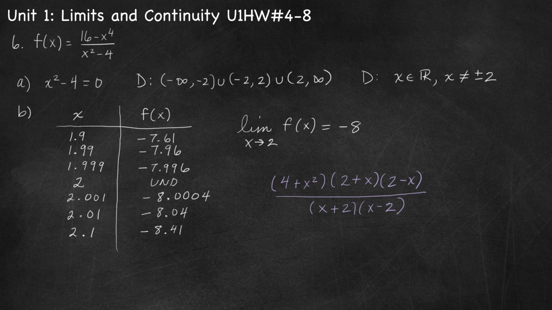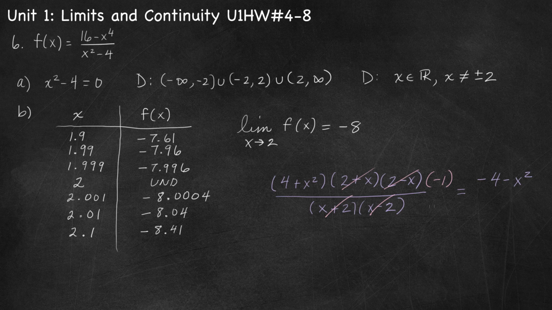And we have some common factors here that are going to cancel out. 2 plus x and x plus 2, that's a common factor. 2 minus x and x minus 2, those are opposites. If I factor out a negative 1 from 2 minus x, I get negative 1 times the quantity x minus 2. So these cancel out, leaving a negative 1 behind. So this expression simplifies to negative 4 minus x squared. And our denominator has completely canceled out.